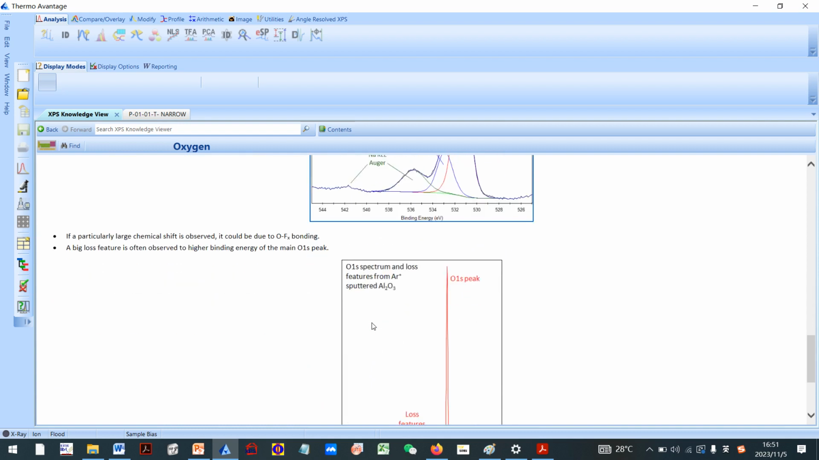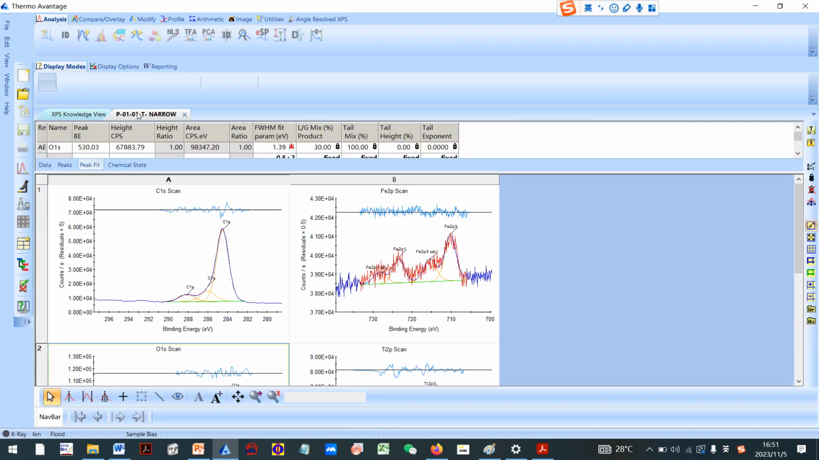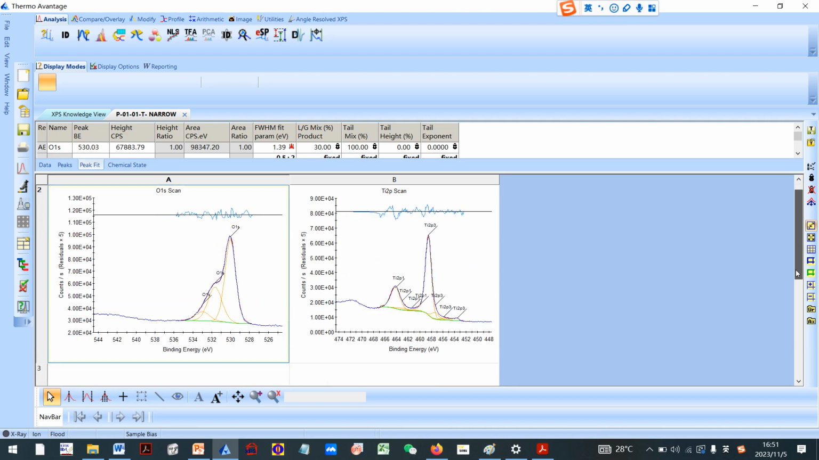So when we do peak analysis for oxygen, it's recommended we perform peak fitting of other elements first, and then analyze the oxygen spectra last.